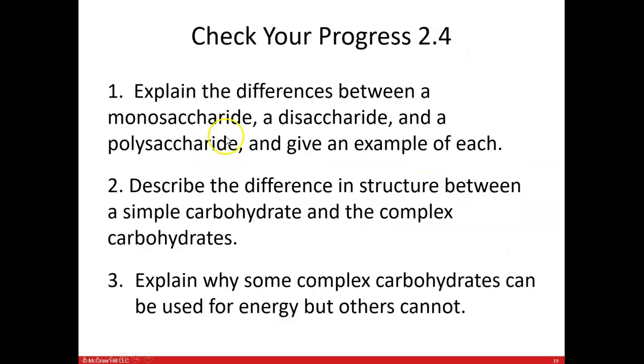So there are check your progress questions in your book. Remember, go to your lecture assignment and go to where it says reading, and you can find the check your progress 2.4 and see if you can answer questions 1, 2, and 3.